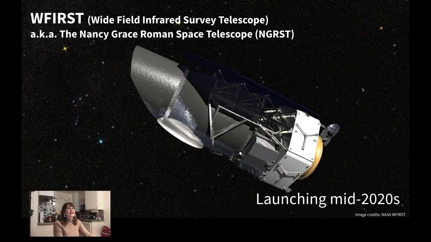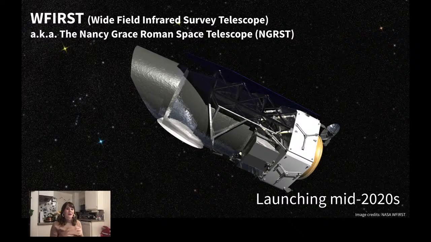WFIRST, which is now known as the Nancy Grace Roman Space Telescope, is one of the next upcoming space missions. It's 2.4 meters, so it's the same as Hubble. And it's got a wide field of view, 100 times larger than Hubble's field of view. So it's going to be able to do a lot of cool science beyond exoplanets, but it will also be able to do exoplanet science.